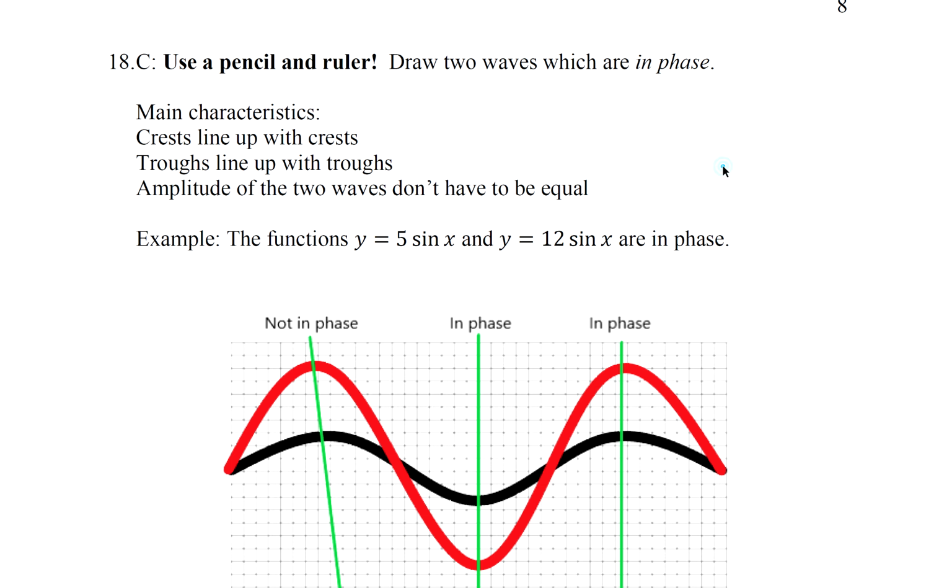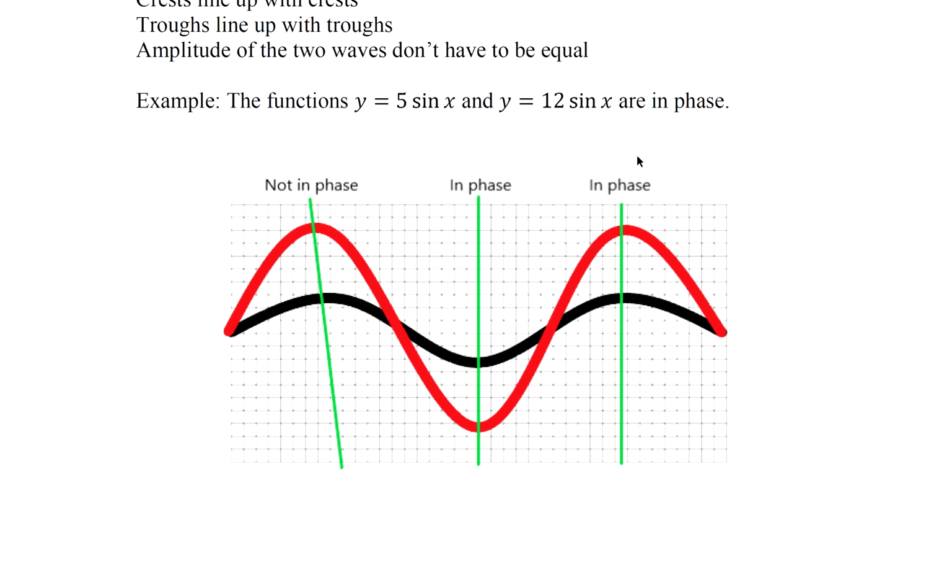So look at this image here. On the right-hand side, the crests line up with the crests, we're good. In the middle, the troughs line up with the troughs, we're good. And on the left side, the crest of the red curve does not match up vertically with the crest of the black curve. So those are not in phase.